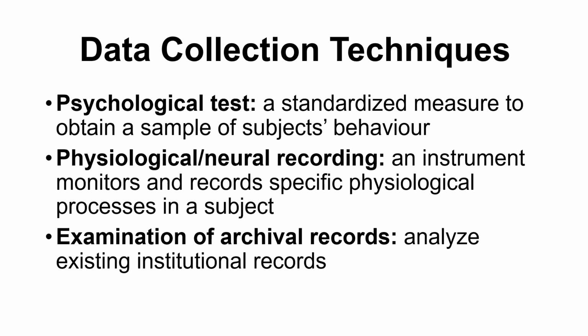intelligence quotients between individuals. Next, we can talk about physiological or neural recording, which is basically when you have an instrument that directly monitors and records some kind of specific physiological process within your subject. So maybe you want to measure heart rate, or maybe you want to measure skin conductance, or something like that. That would be a physiological recording.